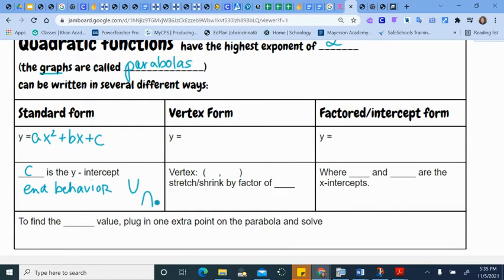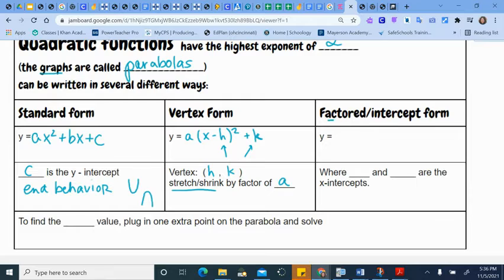Vertex form tells us real quick the vertex. It looks a little something like this. It tells us real quick that the vertex is (h, k). That's why we like it. And it tells us that it's going to stretch or shrink by a factor of a. It also tells us if it's facing up or down again. If that a is positive, it faces up, negative faces down.